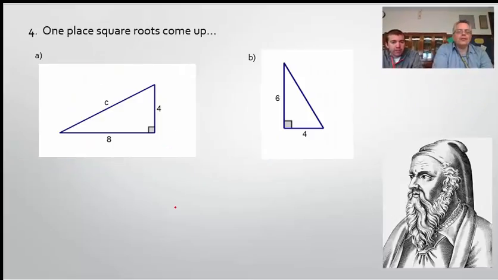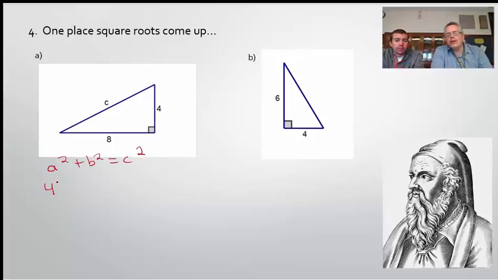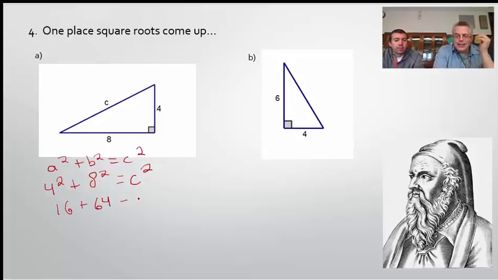All right, last 2 examples. We want to talk about one place where square roots come up, and it has to do with the Pythagorean theorem. That's important because often when you compute distances, they're going to be square roots. So here we're going to do a squared plus b squared equals c squared. Remember, a and b are the legs of the triangle, and c is the hypotenuse which we're trying to find. 16 and 64 is 80.